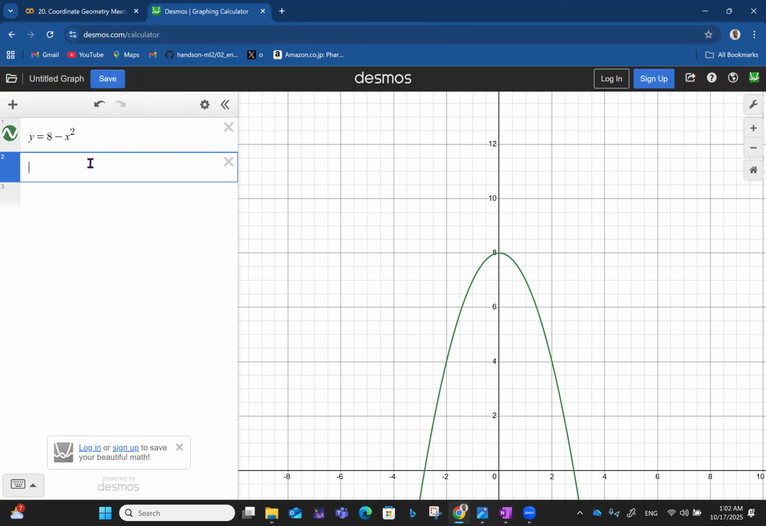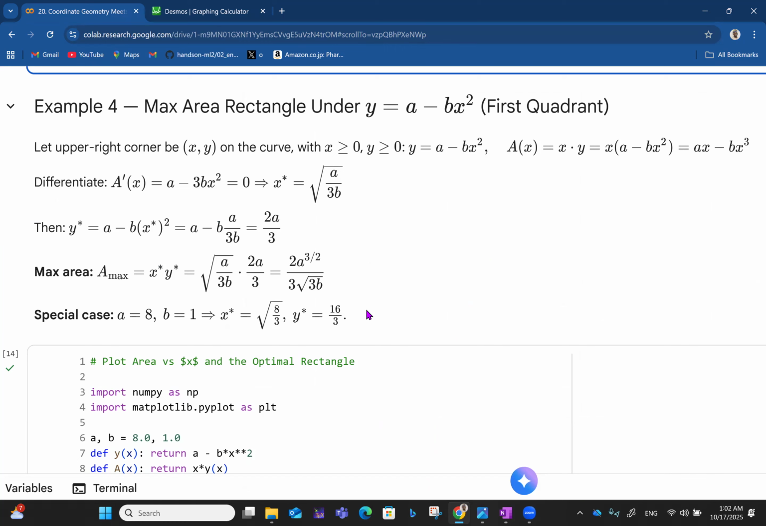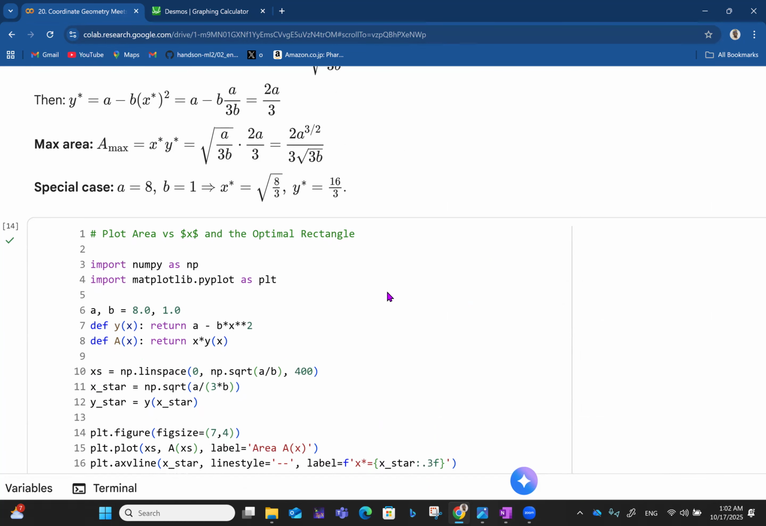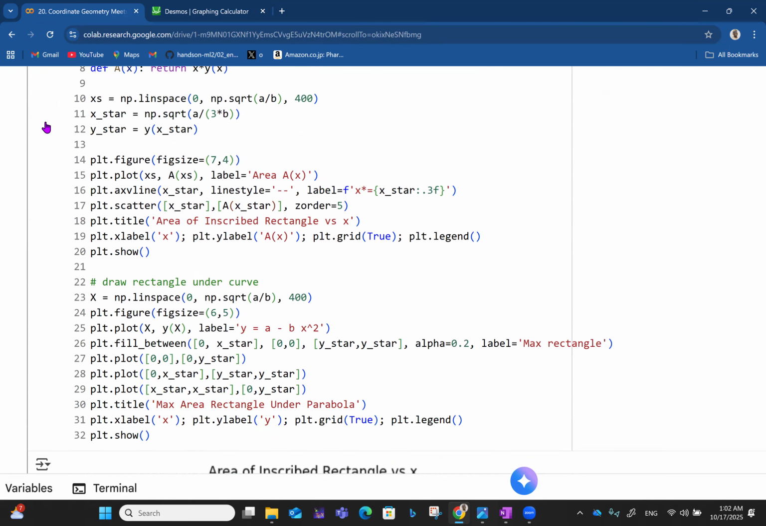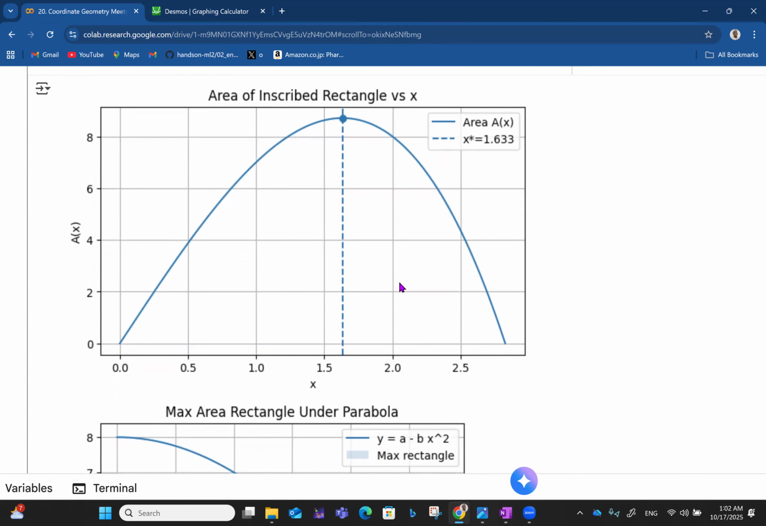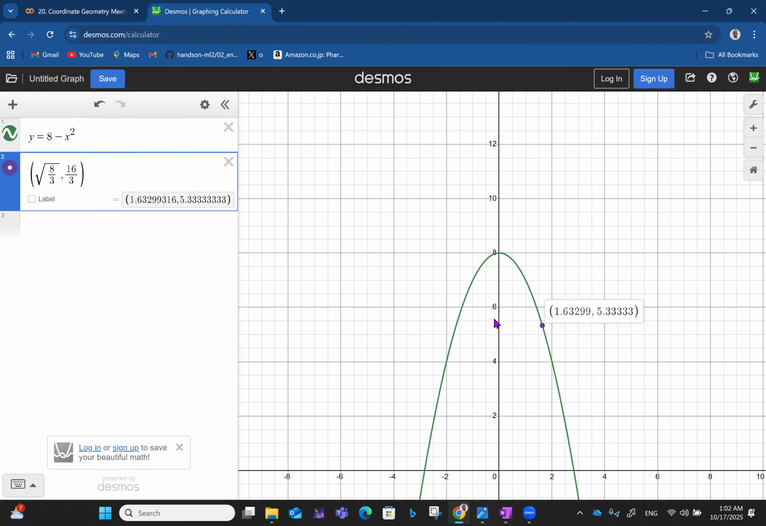Okay. So that's the square root of 8 over 3, comma, 16 over 3. So you see this is the best value of x and y around here. So when we talk about area, that's how that goes. Okay. So this code takes care of that idea using the special case of 8 and 1. So just like what you have right here. So as you can see.